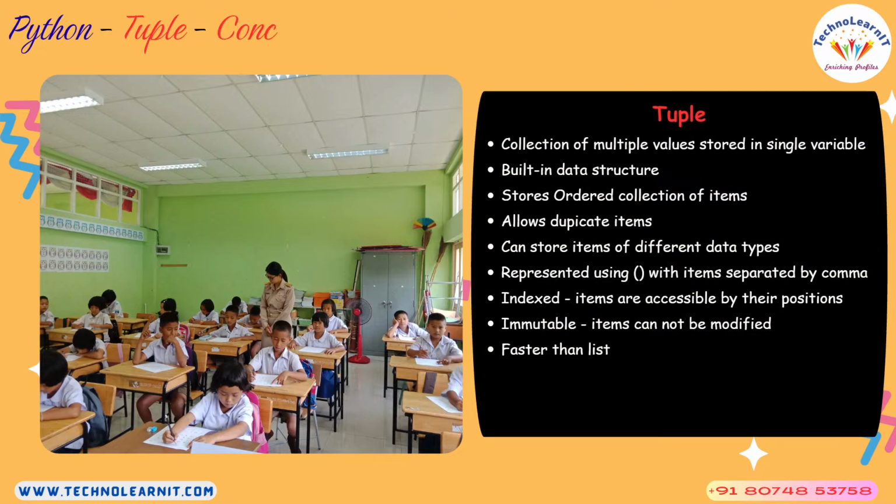All right, what is a tuple? Tuple is a collection of multiple values stored in single variable. This is the exact same thing that we are looking for, right? So it can hold multiple values, but it can be referred to with a single variable. And tuple is a built-in data structure. It stores ordered collection of items. It allows duplicate items. It can also store items of different data types. And to create a tuple, we use braces. I'll show you this with an example. And all the items that belong to a tuple have to be separated by comma.